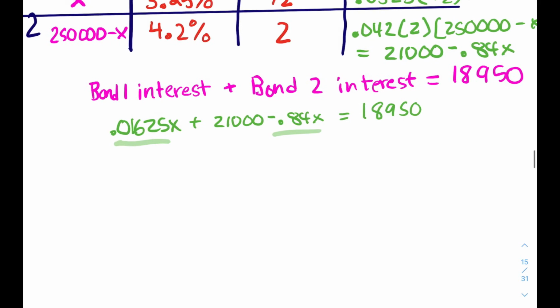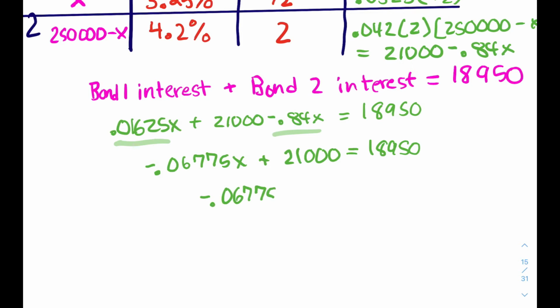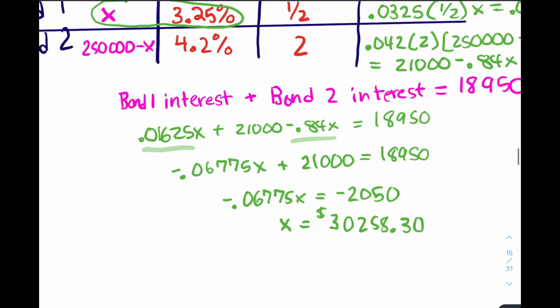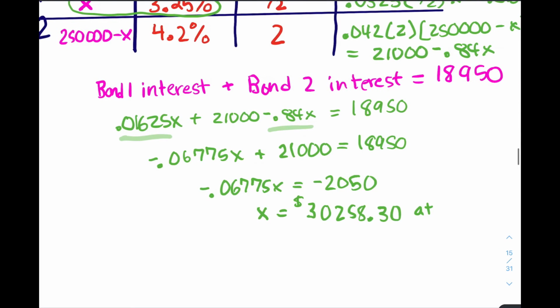So combine my like terms, and then I'm going to subtract $21,000 from both sides of my equation. Divide by that ugly, nasty looking decimal there. And I'll end up with X equals approximately $30,258.30. You can round to the nearest penny on all of these when we're talking about money.